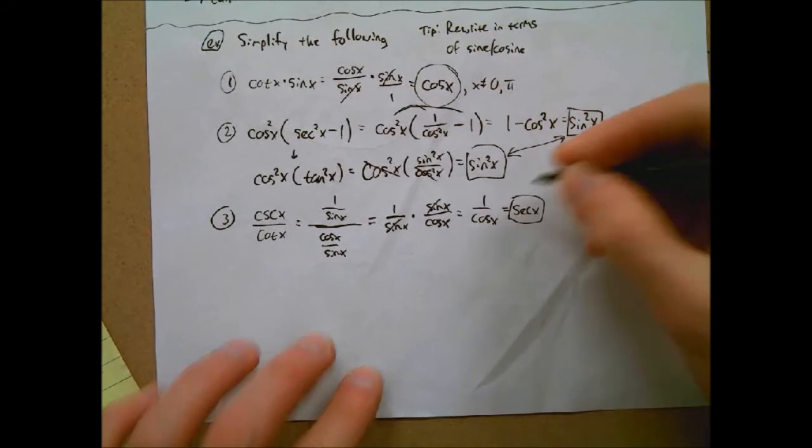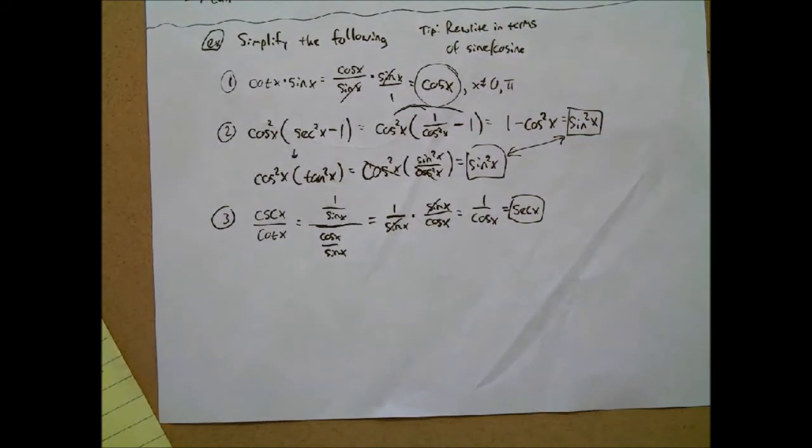Okay? So in some sense, we're kind of creating our own identities. But of course, I don't expect you to remember all these little idiosyncratic things, like if you ever see cosecant over cotangent, that's secant. I don't expect you to remember that. But in a way, we are kind of creating identities here, right? We're saying these things are equal. All right. Questions on any of that?